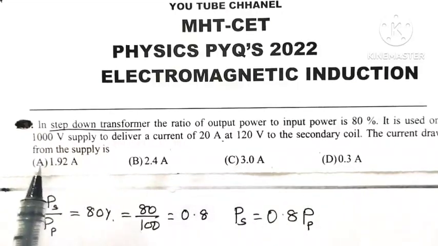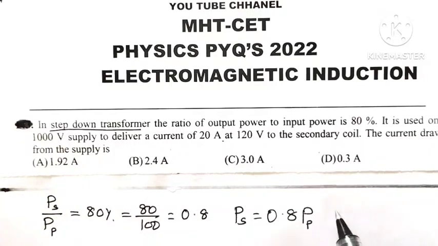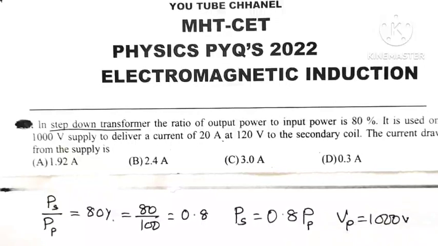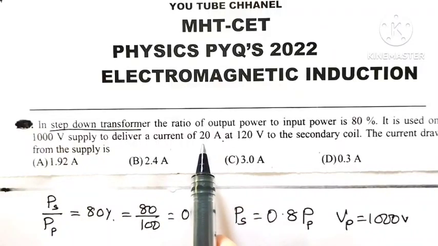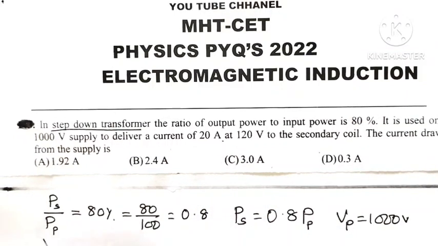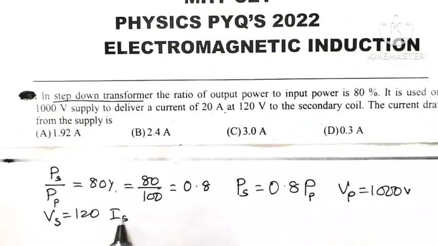Now it is used on a 1000 volt supply, meaning primary voltage is 1000. Primary voltage is what? 1000. To deliver a current of 20 ampere at 120 volt, meaning voltage at secondary is 120 volt and current in secondary is 20 ampere.